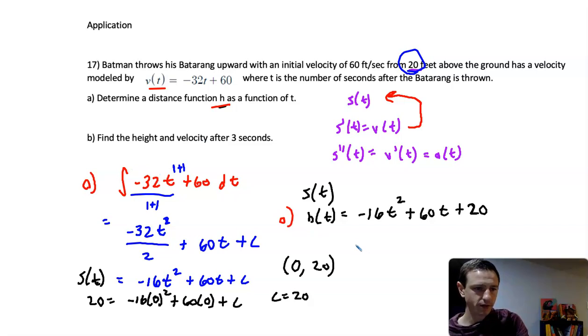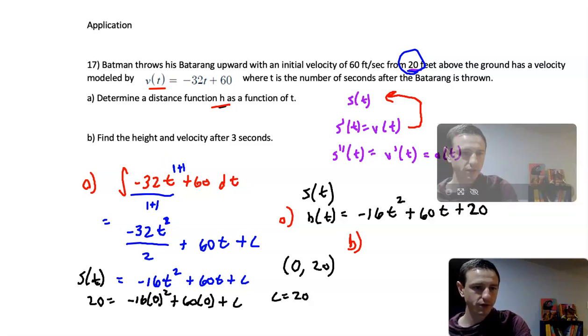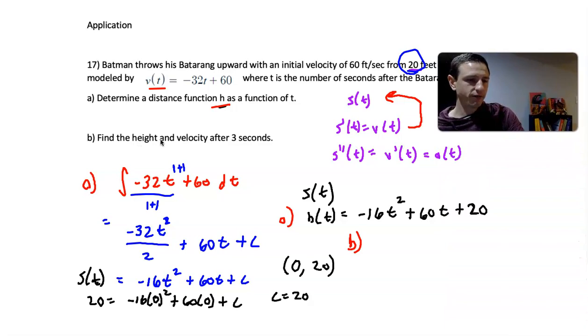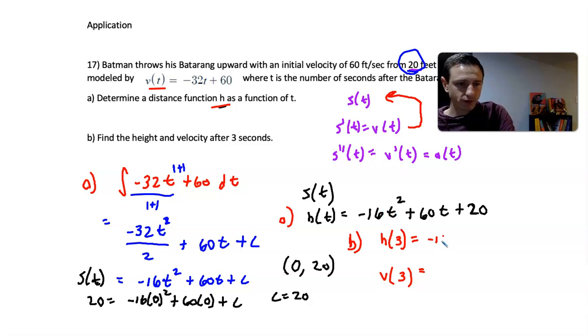Part B, I'll split this from A. Part B, we are going to find the height and velocity after 3 seconds. So that means we are going to take the height function and plug in 3 seconds. We're going to take our velocity function and plug in 3 seconds. Plugging 3 into our height function is negative 16 times 3 squared plus 60 times 3 plus 20.